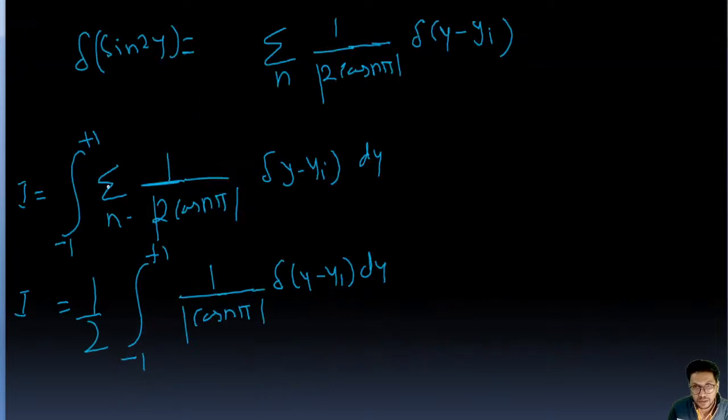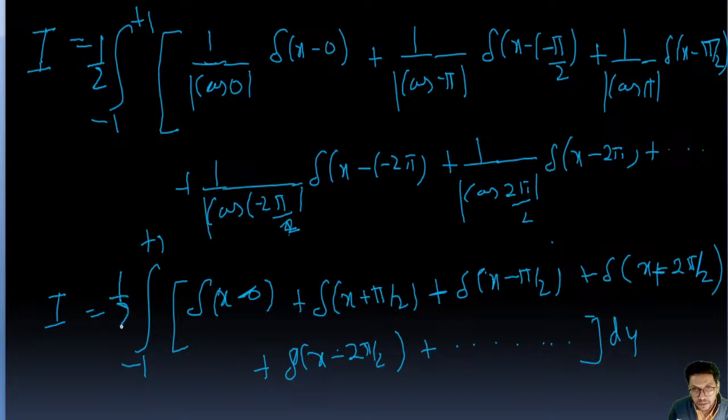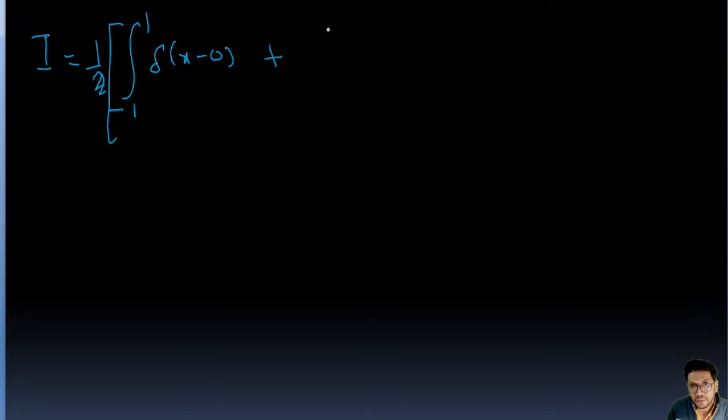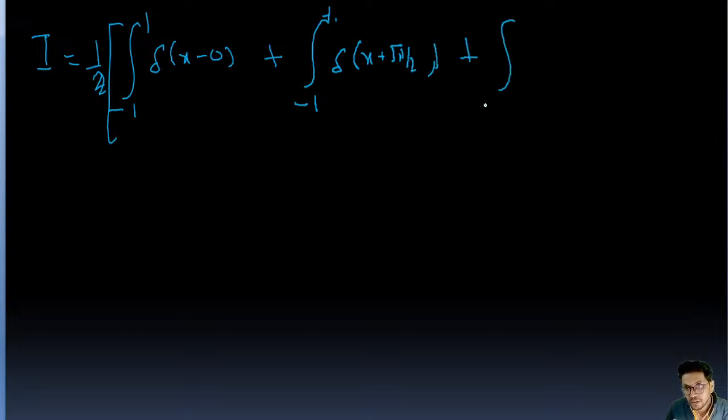This is the one. So now we are going to write it like I equals the integral from minus 1 to plus 1 of δ(x − 0), plus the 1/2 is outside, that 1/2 is outside, so this is going to be this plus the integral from minus 1 to plus 1 of δ(x + π/2), plus the integral from minus 1 to plus 1 of δ(x − π/2), plus so on.